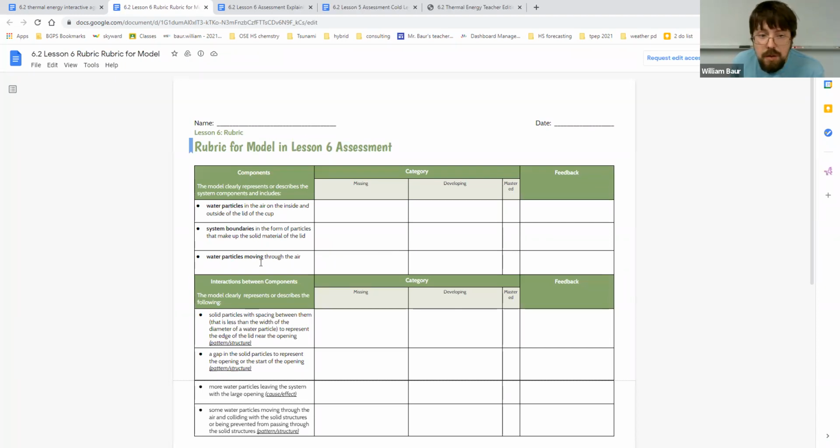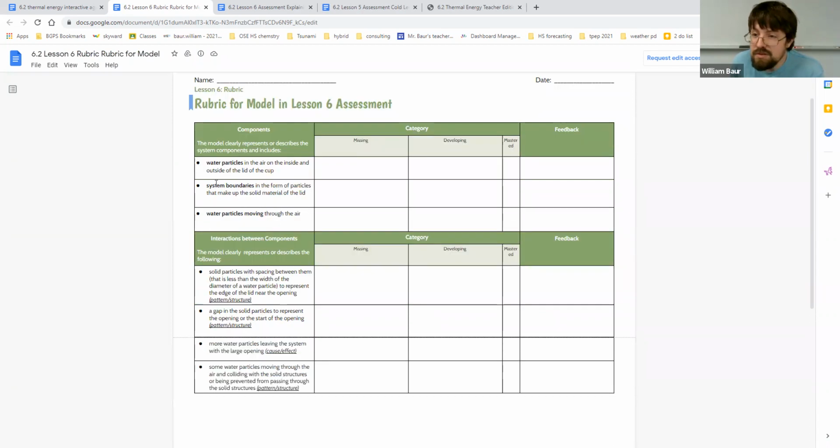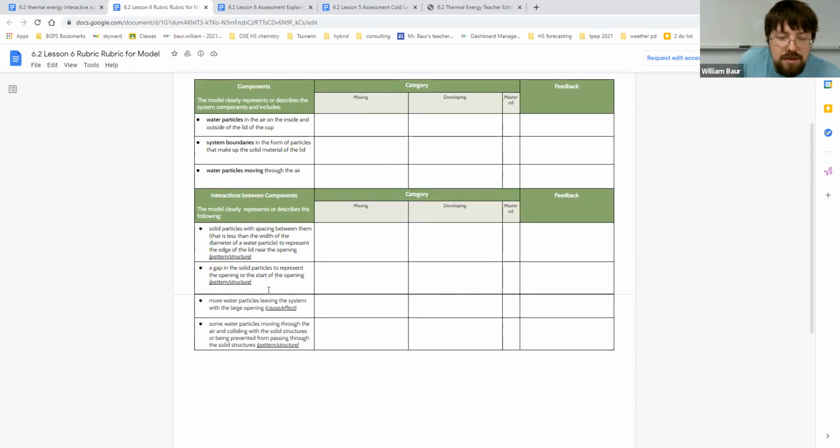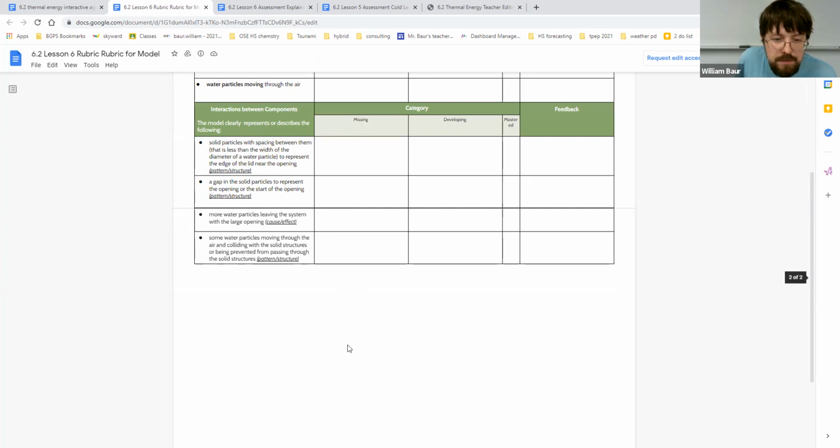So here are the components of what the students should have in their models. There are a lot of systems, you know, there's condensation happening. Students should be able to explain what's occurring there at this point. These are the things that you should be looking for in their drawings, like how they've spaced the particles, and what's going in and out of the system.